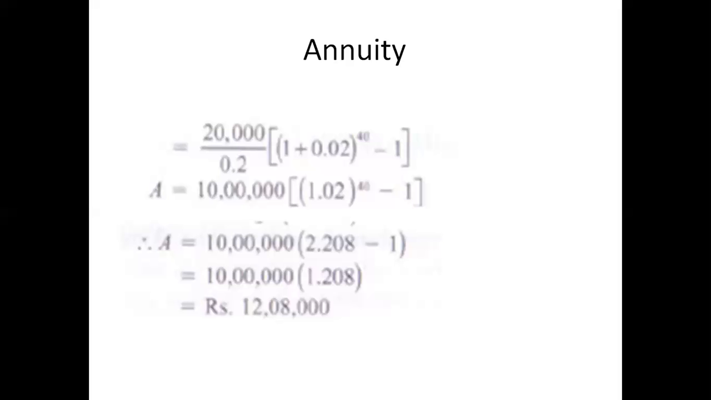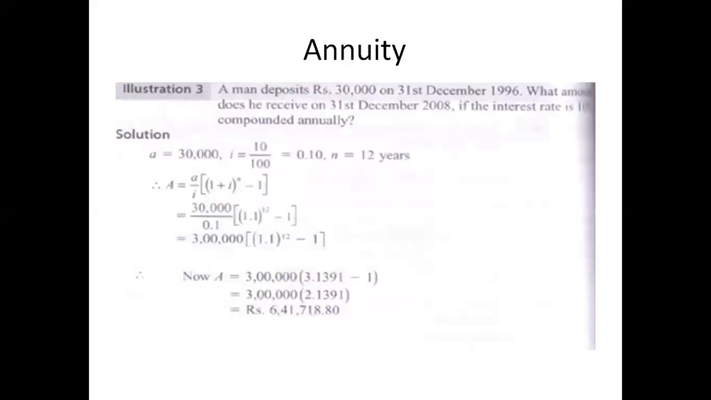Now we have another sum. I'll be sending these sums over the net. Now we have a man deposit. I believe we have done this sum. A man deposits rupees 30,000 on 31st December 1996. What amount does he receive on 31st December 2008 if the interest is 10% compounded annually? We have done two sums like that, and this is one of them.